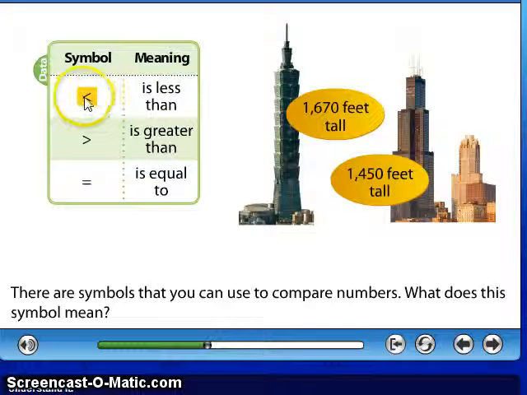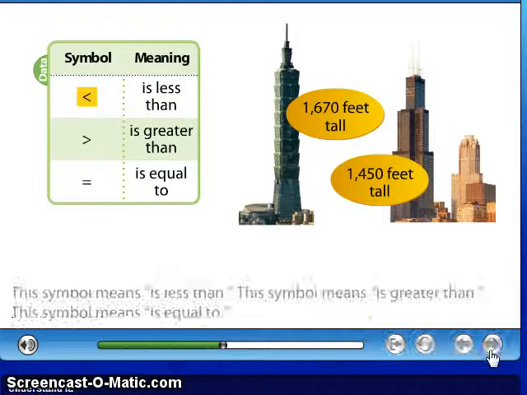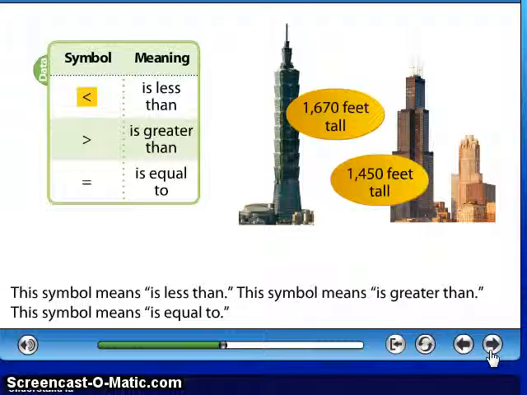Now remember, we said that the small part should point to the small number. So if we use this symbol, the number on the left should be smaller than the number on the right. This symbol means is less than. This symbol means is greater than. This symbol means is equal to.